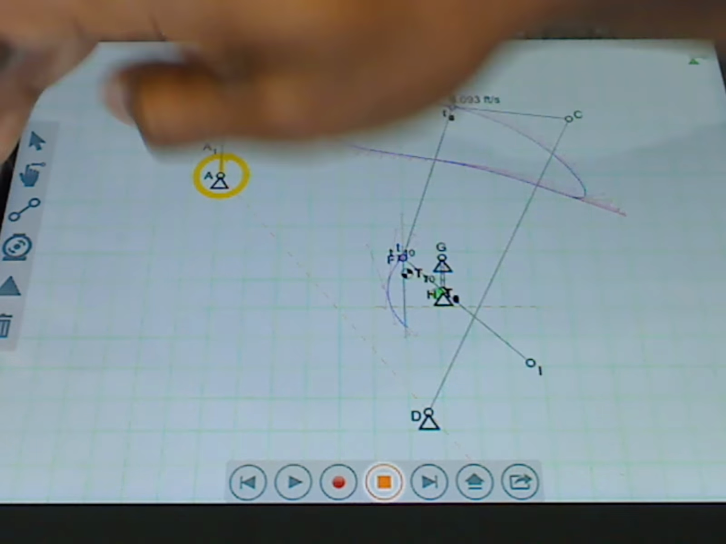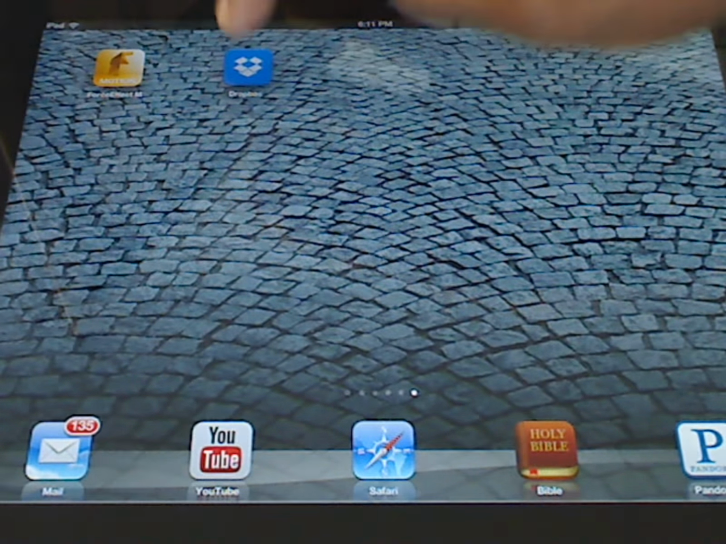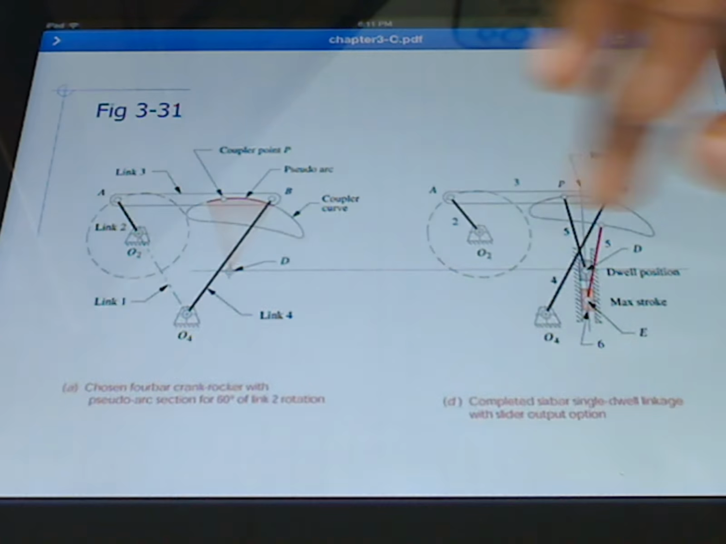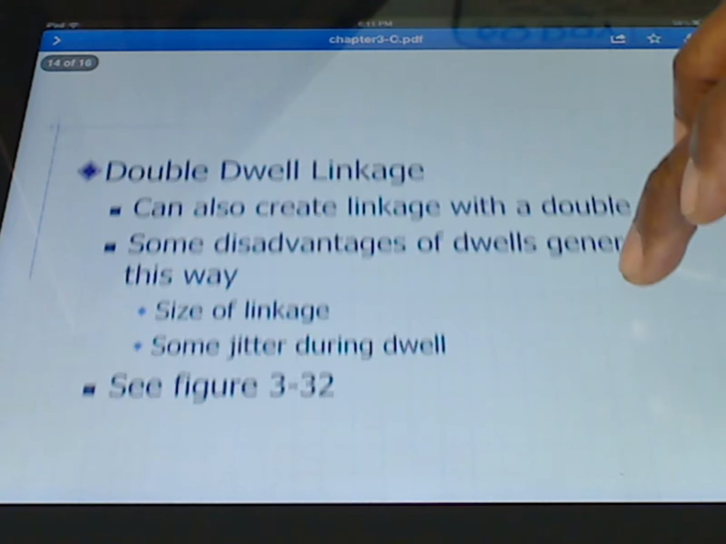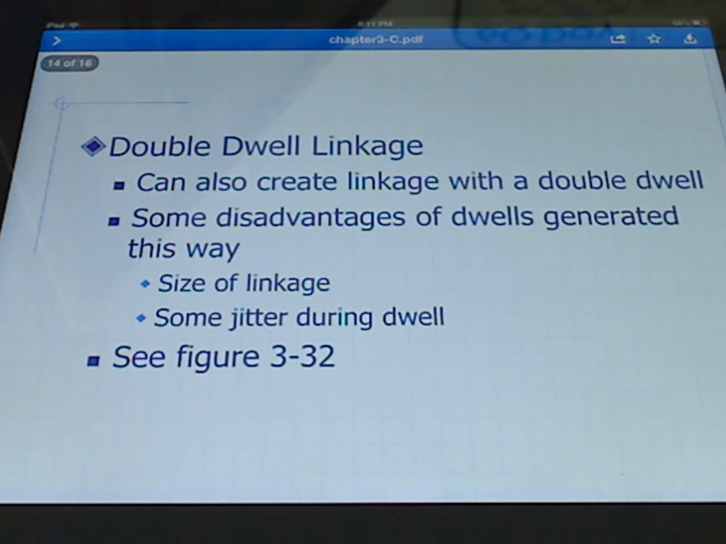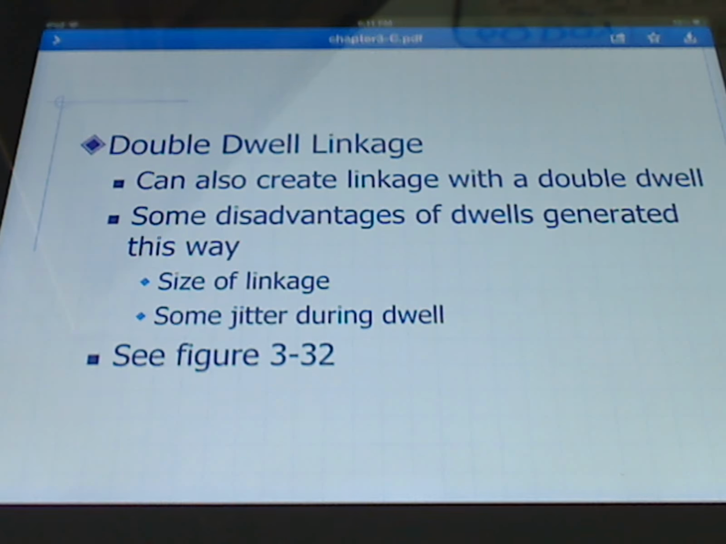A few other points I wanted to make. There's also double dwells. And what I want to do is just mention that it's a little easier to design for double dwell in the one that I'm showing here. So we can also create a linkage with a double dwell. Some disadvantages of dwells generated this way is that the linkage gets to be kind of large, and there's some jitter during the dwell. So none of these dwells are perfect.